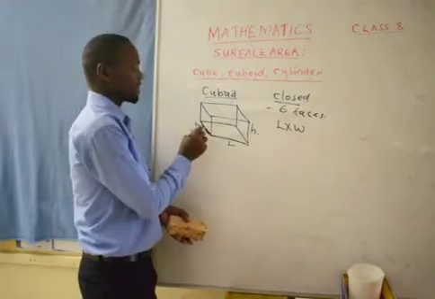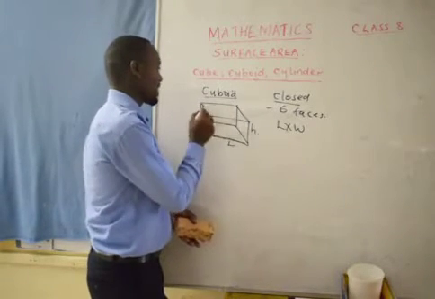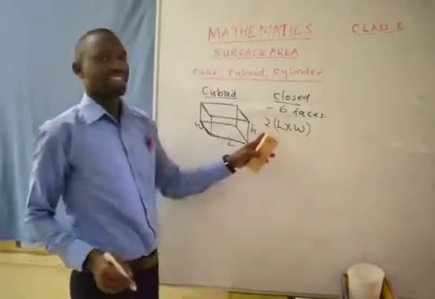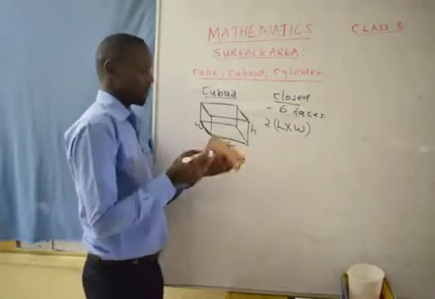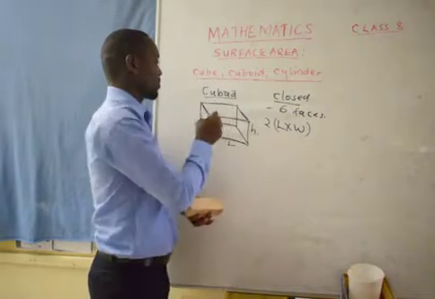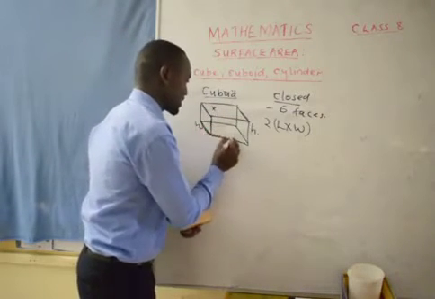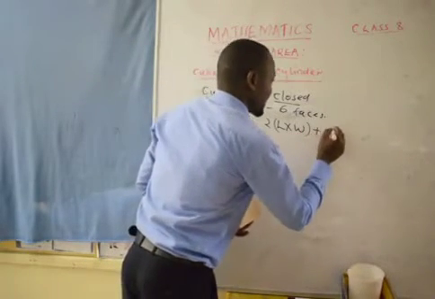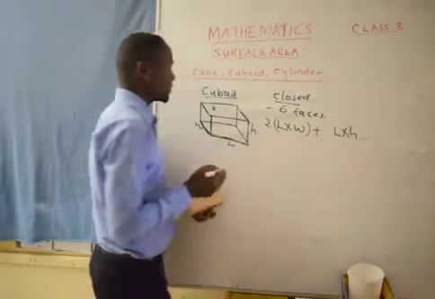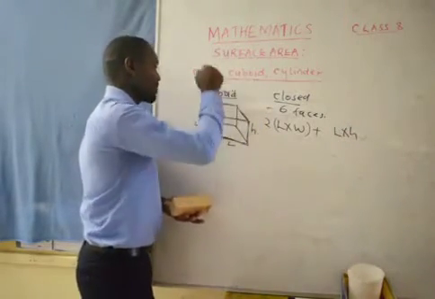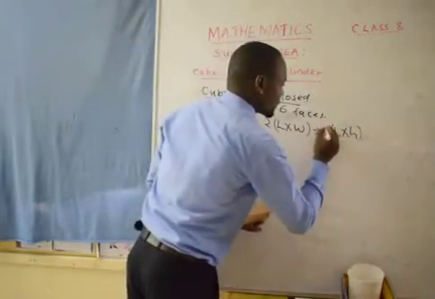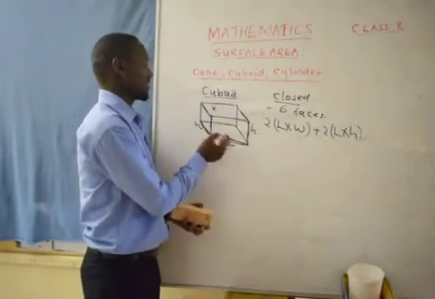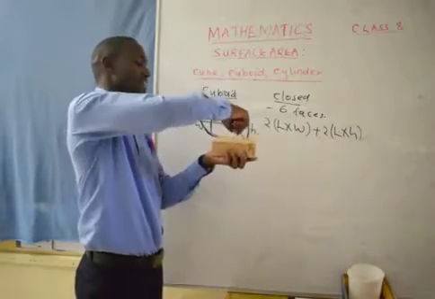Because we have 2 similar faces, the one at the bottom and the one at the top, we multiply by 2. That is twice length times width, for the bottom part and the upper part. Then we look at this face which is facing us here. This is length times height, so plus length times height. And because they are 2, we have this face here and the other one behind, that is why we multiply by 2. Twice length times height.